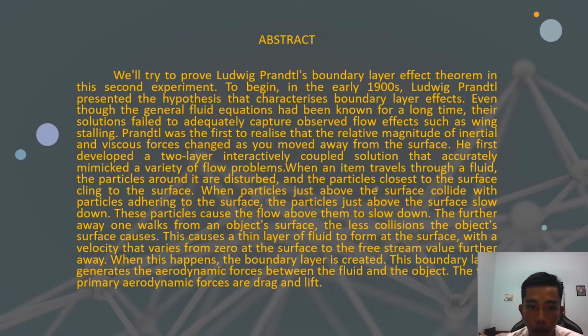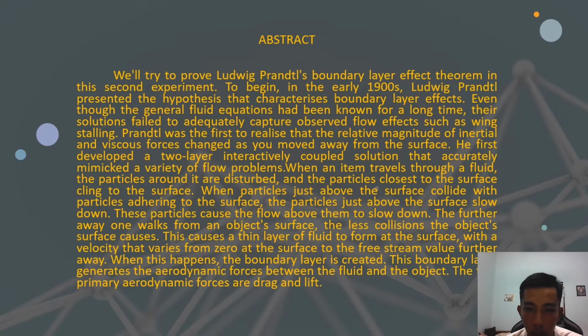Prandtl was the first to realize that the relative magnitude of the inertial and viscous forces changes as you move away from the surface. He first developed a two-layer interactively coupled solution that accurately mimicked a variety of flow problems.